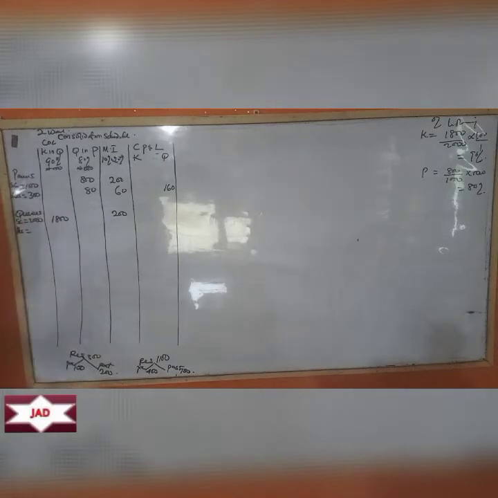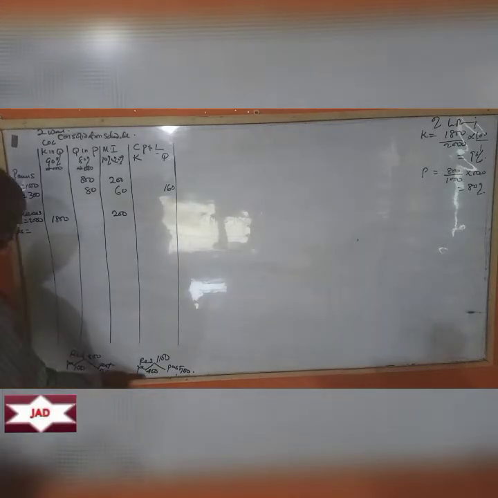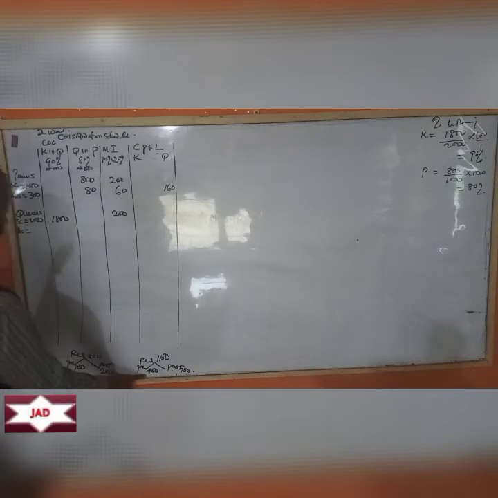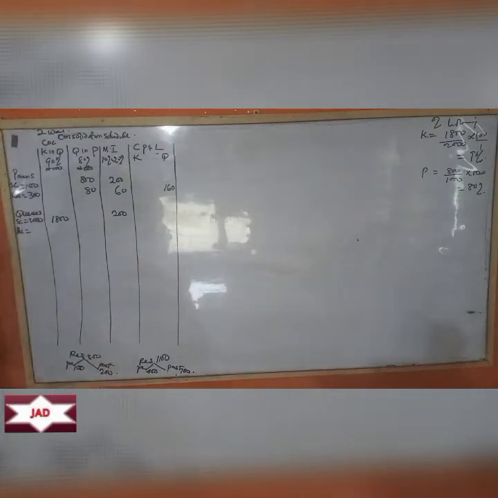Right? 1,100 minus 400. So let's go. The pre-reserve will be 90% of this. What's 90% of 400?